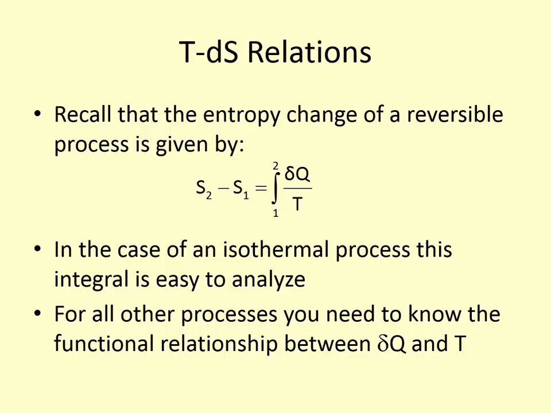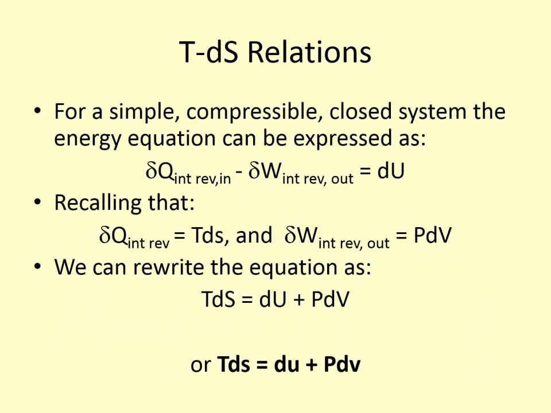So if we're looking to find that functional relationship between Q and T, there are some additional equations or scenarios that allow us to derive that relationship. If we look at a simple compressible closed system, the energy equation can be written in simple terms as the incremental change in heat transfer, that's a net heat transfer in, minus the incremental change in work, that's reversible out, is equal to the change in internal energy of the system. That's basically just Q in minus Q out plus work in minus work out equals U2 minus U1. But now we're looking at it at each tiny little increment.